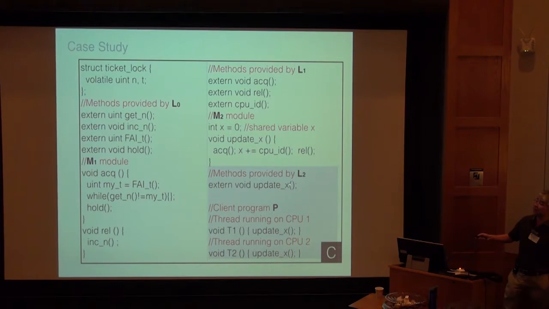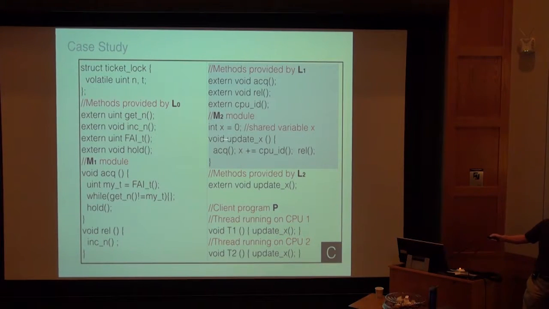This update X is implemented by underlay L1, which is implemented by module M2. So this M2 is implemented on top of abstraction layer L1. L1 provides three primitives: acquire, which is acquiring a lock. Remember, these are two threads running on two different CPU cores. Another is called release, which releases a lock. And then there's a primitive called CPU ID.